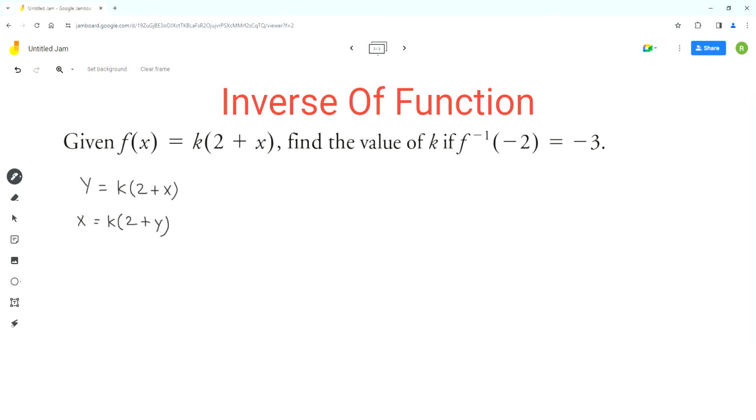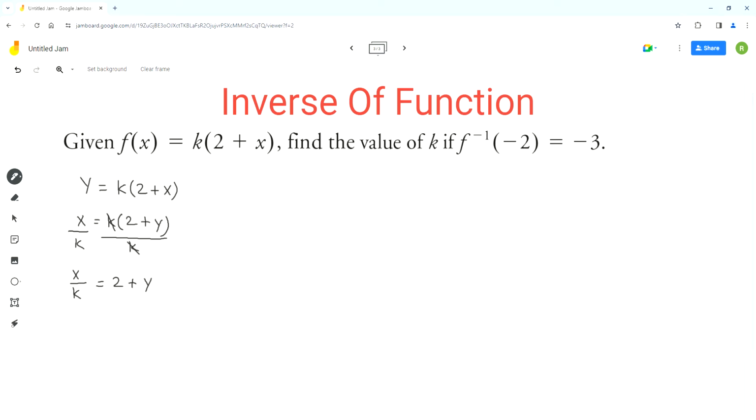And now we have to solve for the new y. So we have to isolate y in this equation. For that, the first step is to divide both sides by k. So the k on the right side cancel each other out. So we get x over k equals 2 plus y.